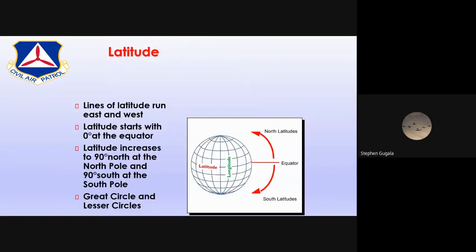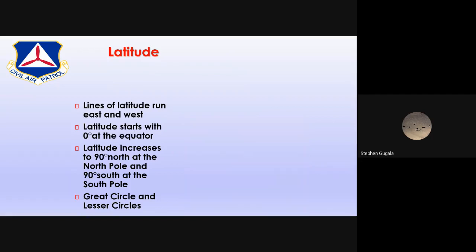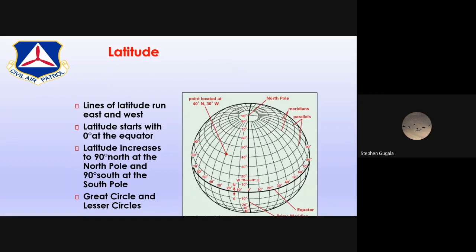The lines of latitude run east and west. So this would be the way they run across the earth. Starts at 0 at the equator and increases to 90 degrees north all the way to the poles. So 90 degrees north, and then it would be 90 degrees south in the opposite direction. But these are our lines of latitude. Think of it this way, lateral, latitude, lateral running side to side. So your lines of latitude are side to side.